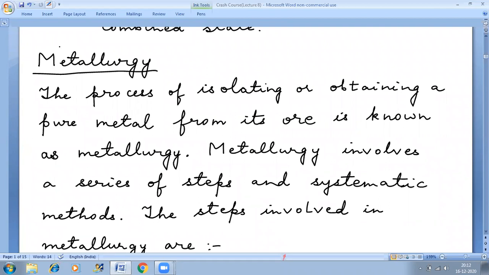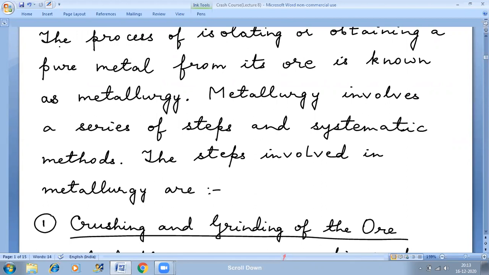This entire set of processes or methods that are used to obtain a metal from its ore are called a sequence of steps. These steps form a part of metallurgy. The entire branch of metallurgy deals with all these processes, steps, methods, and techniques which are used to obtain the metal from its particular ore. The major steps involved in metallurgy are, so there are 4 major steps in metallurgy. We'll study each of those steps one by one in detail.